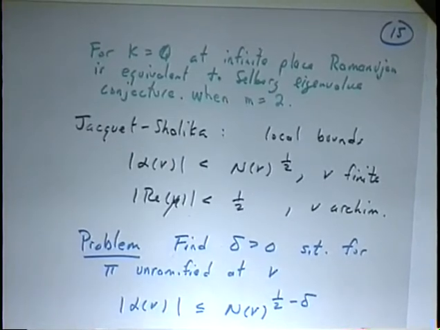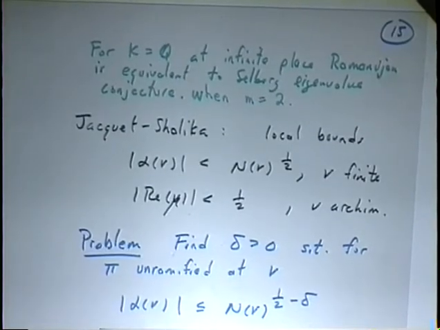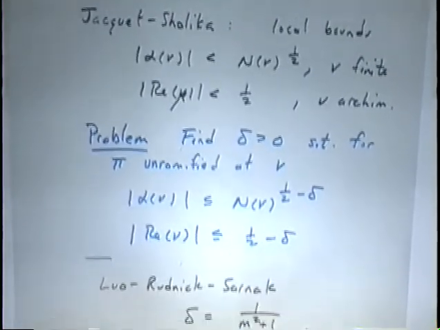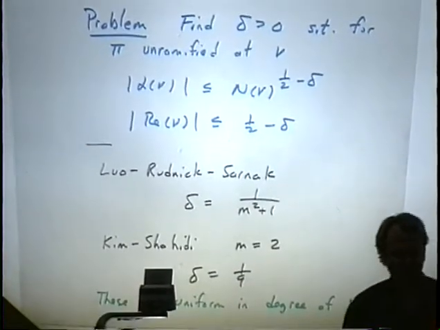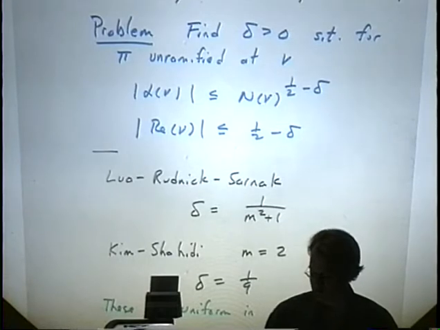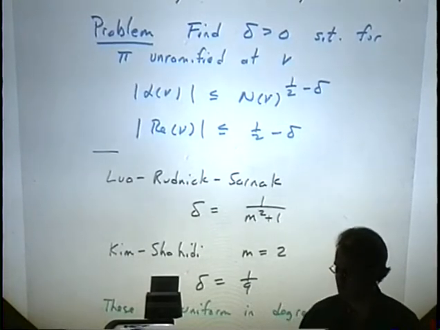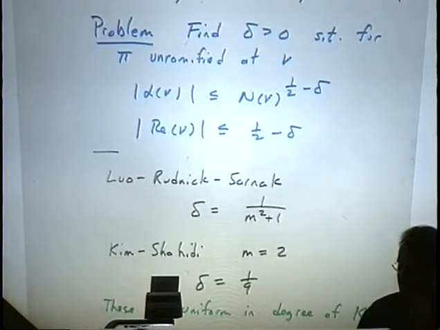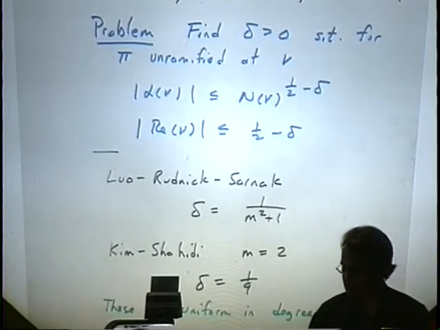So the problem here is to beat this estimate, and so obtain any delta strictly positive so that for unramified places you beat the exponent by delta. Of course, you'd love to have delta be 1/2. Unfortunately, we can't. The best known general result is due to Luo, Rudnick, and Sarnak, and they have that delta is 1 over m squared plus 1.